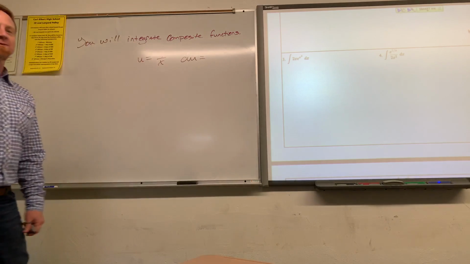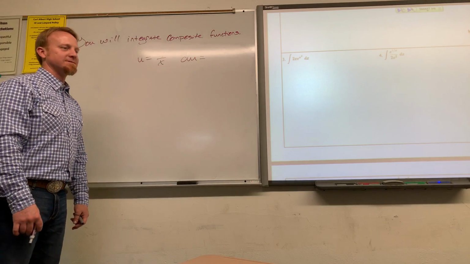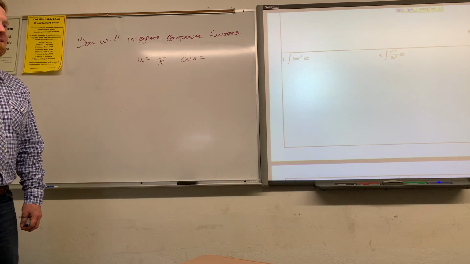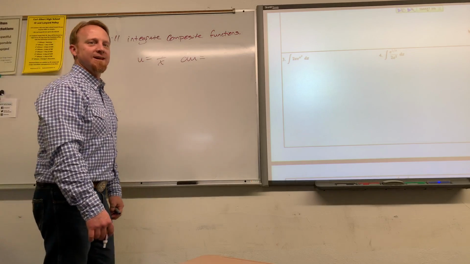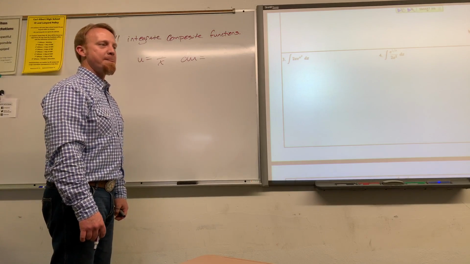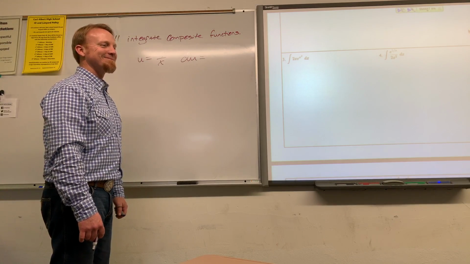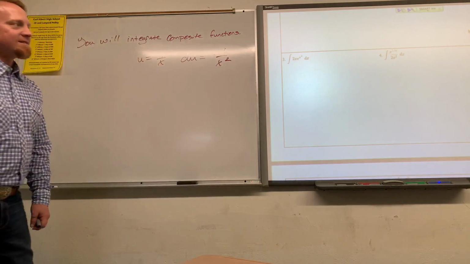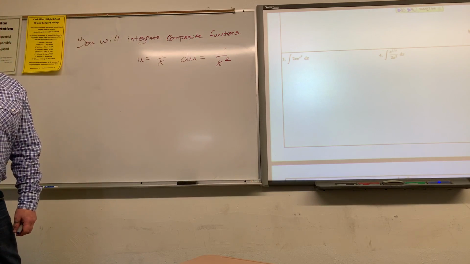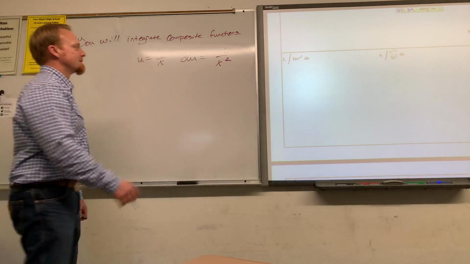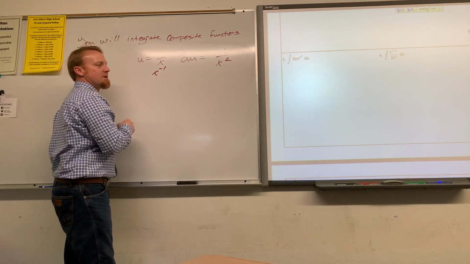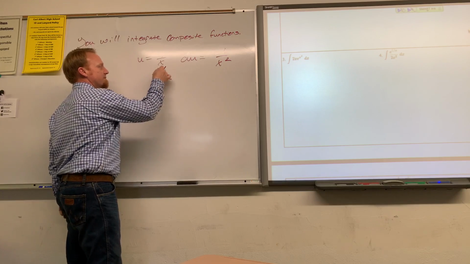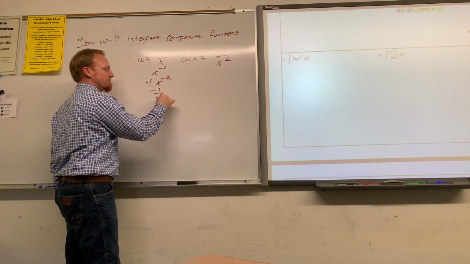Okay, what's the derivative of 1 over x? Natural log? No, if I integrate it, I get the natural log. I'm not integrating, I'm taking the derivative. It's negative 1 over x squared. This is x to the negative 1, so I multiply first and then subtract 1, which gives me x to the negative 2. So we end up with negative 1 over x squared.